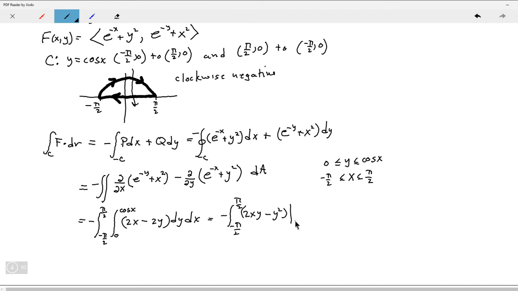Okay, so this is going from 0 to cosine x, dx. So that is going to give us over here, negative pi over 2 to pi over 2, 2x cosine x minus cosine squared x.